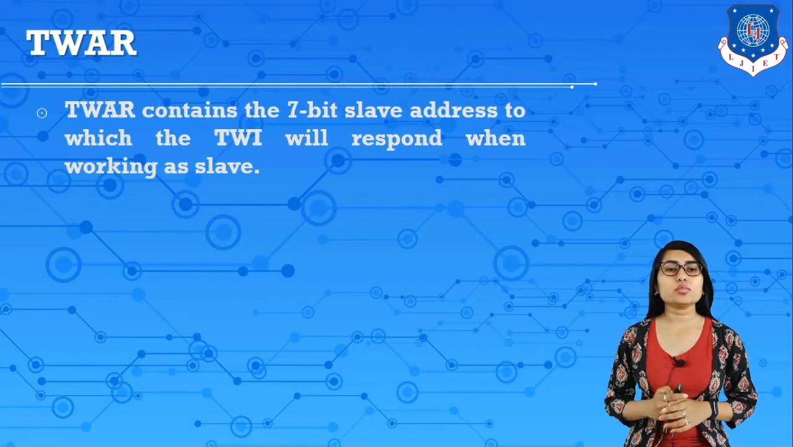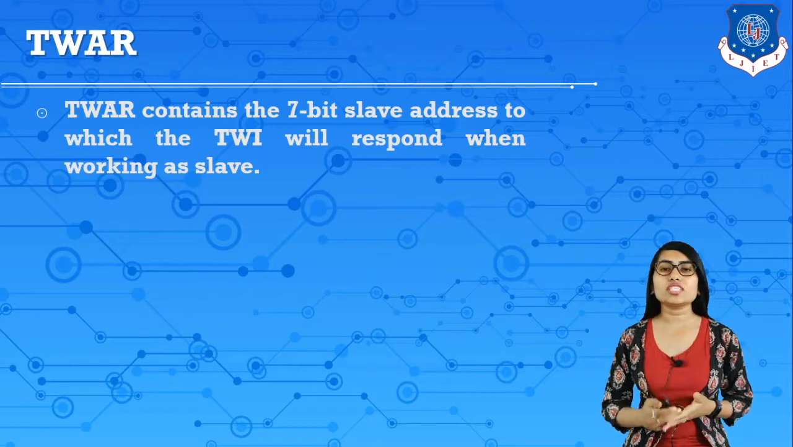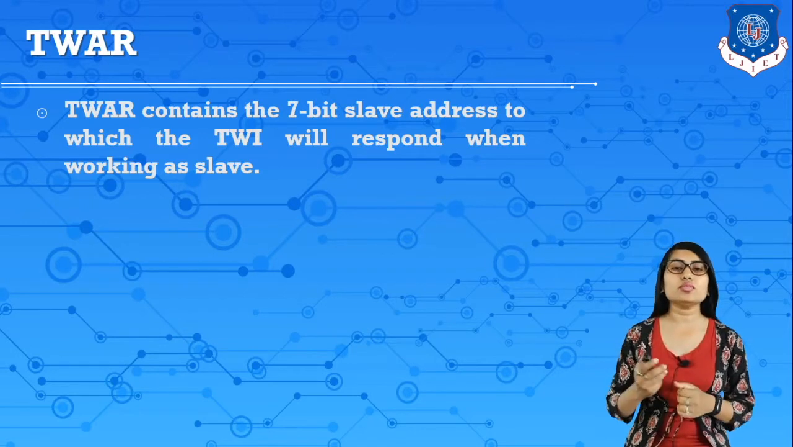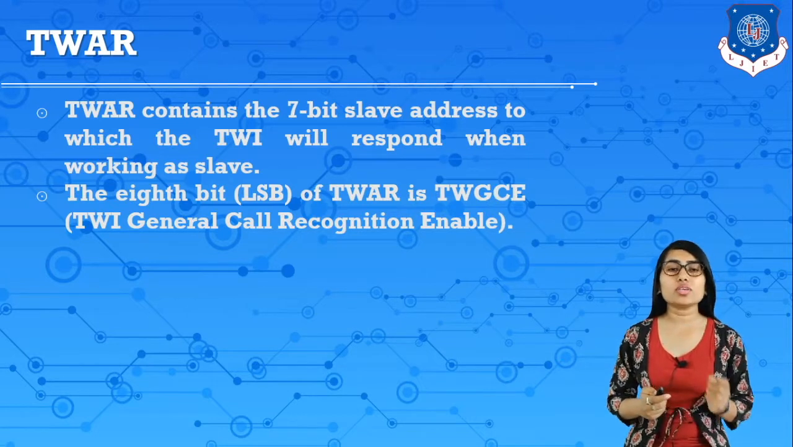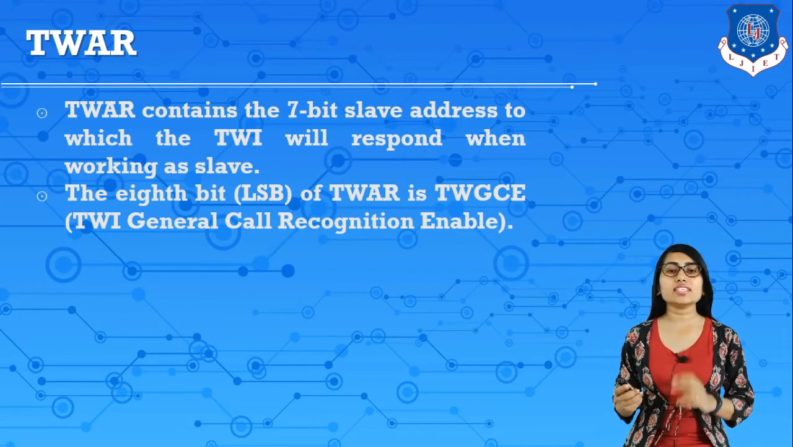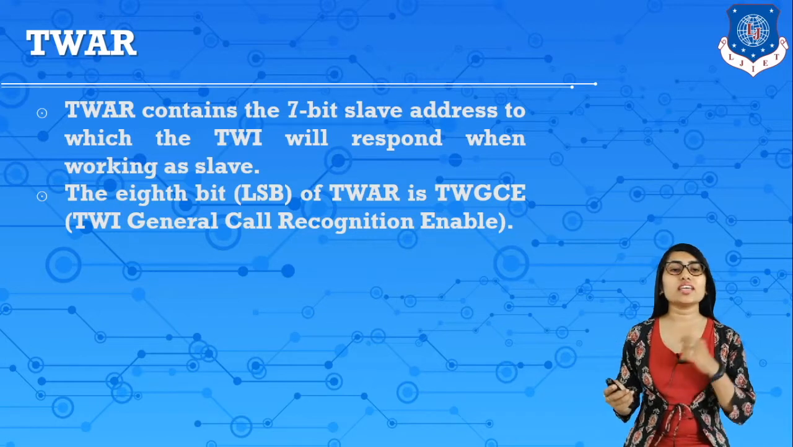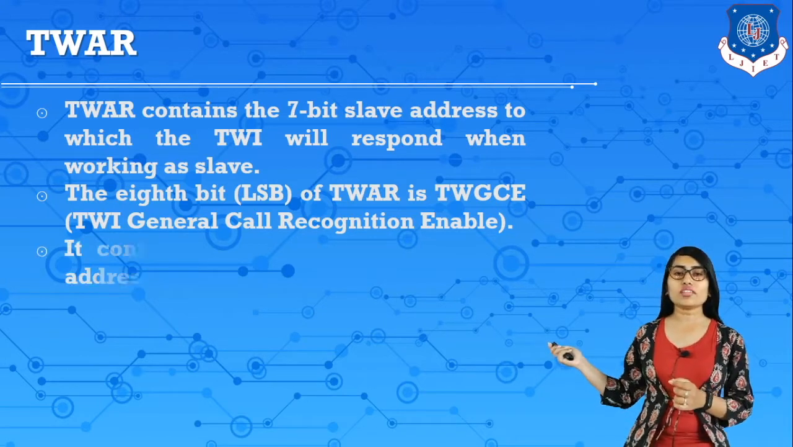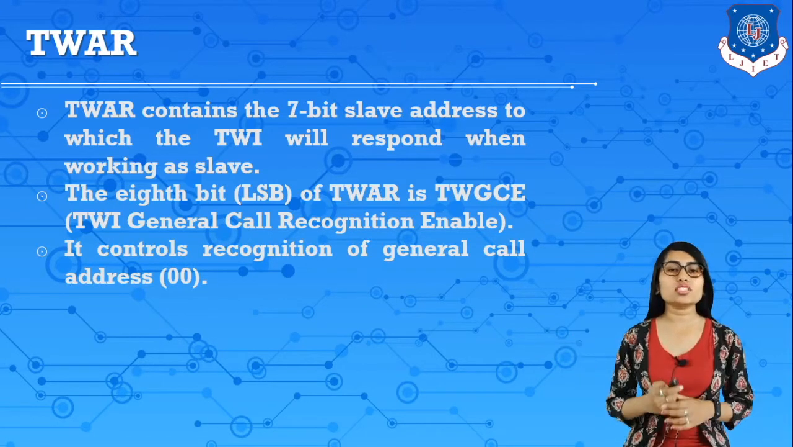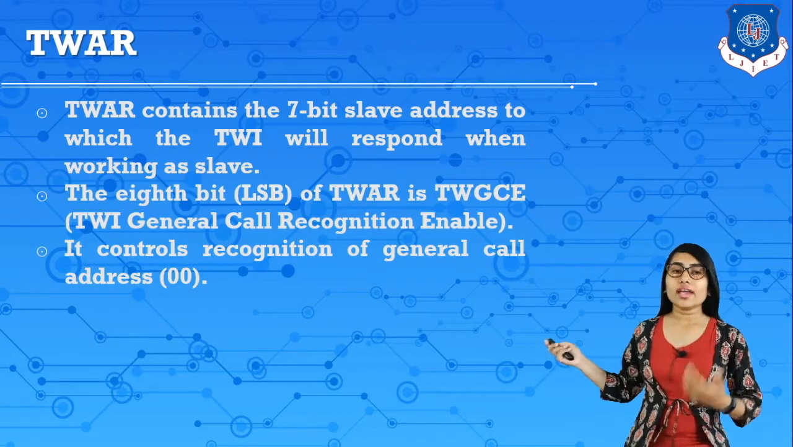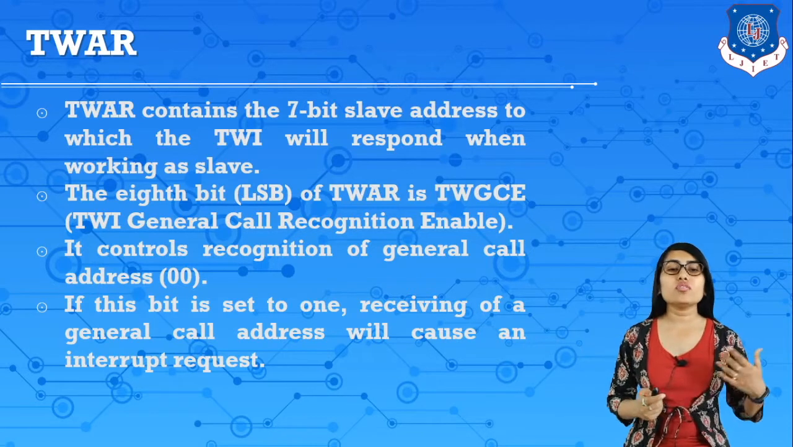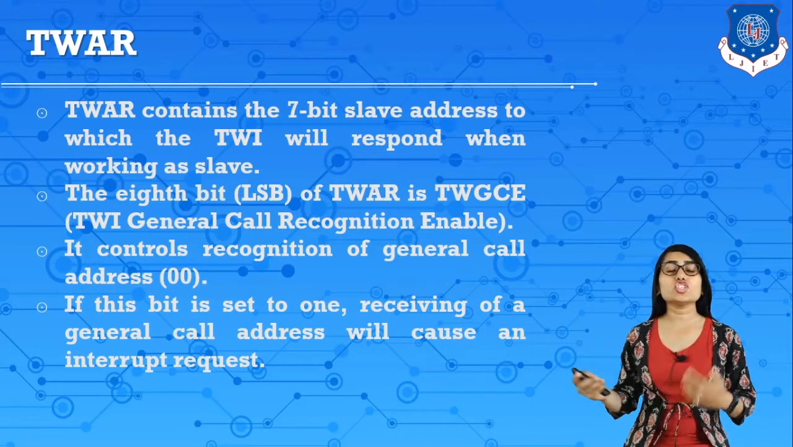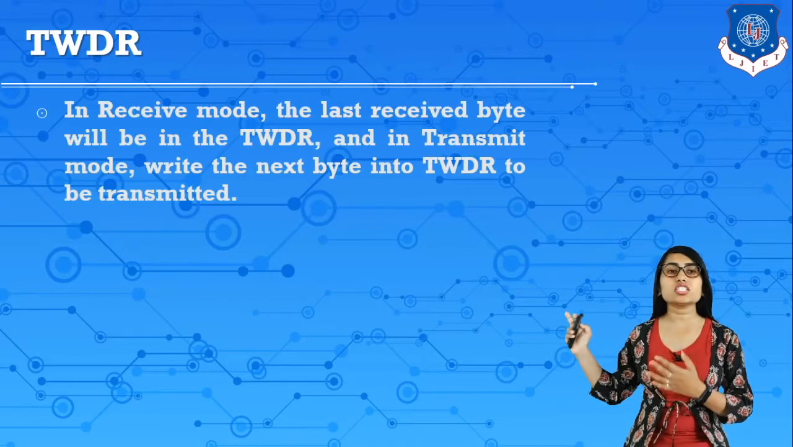This TWAR contains the 7-bit slave address to which the TWI will respond when working as a slave. The 8th bit, that means the LSB of TWAR, is TWGCE, that is TWI general call recognition enable. It controls the recognition of a general call address, that is 00. If the bit is set to 1, receiving a general call address will cause an interrupt request. So this is TWAR. Now next is TWDR.